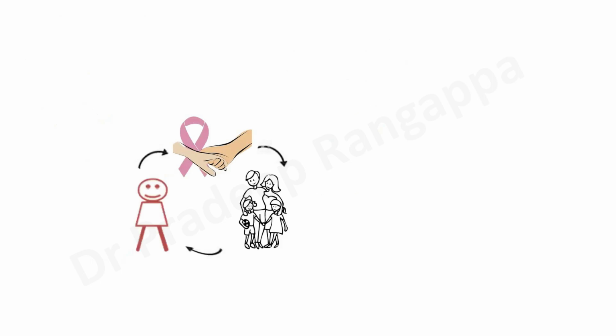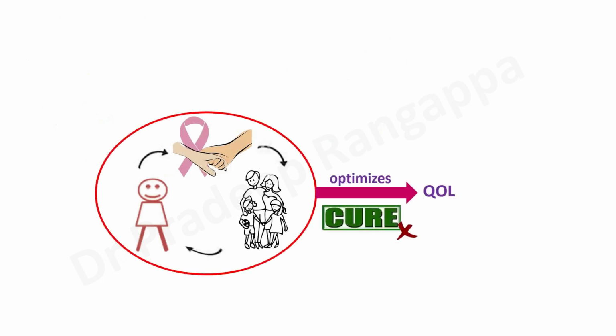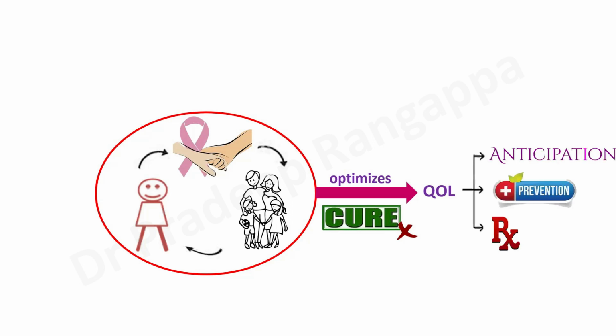When you look at palliative care, it is a science that involves the patient and the patient's family, so it is not confined only to the patient. The intent of palliative care is to optimize the quality of life where there is no definitive cure or curative ability for the patient. So there is no definitive cure, but the care is being continued to optimize the quality of life.